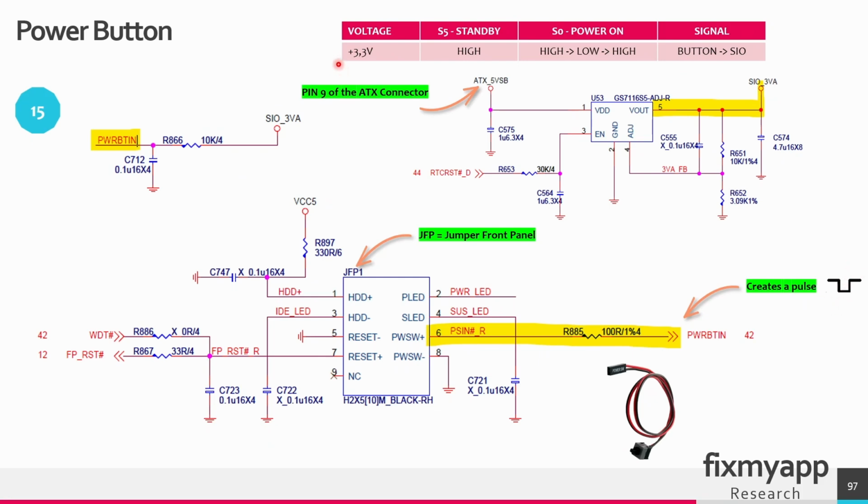So what will happen? We have 3.3 volt at this signal line. In the standby state, this signal line is high. And when you want to power it on, it will go from high to low to high. And this button signal will go to the SuperIO chip.